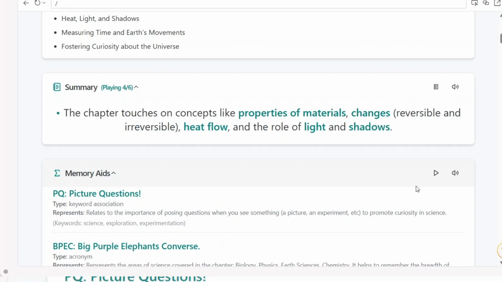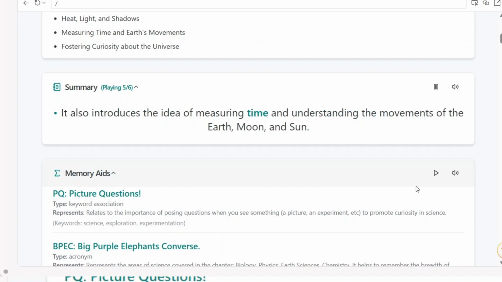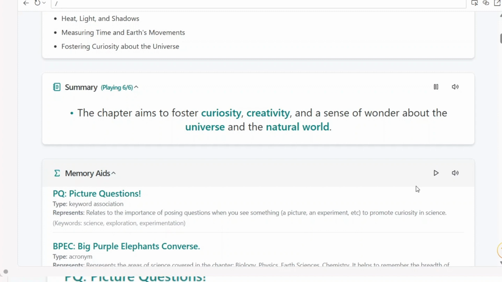The chapter touches on concepts like properties of materials, changes, reversible and irreversible, heat flow, and the role of light and shadows. It also introduces the idea of measuring time and understanding the movements of the Earth, Moon, and Sun. The chapter aims to foster curiosity, creativity, and a sense of wonder about the universe and the natural world.